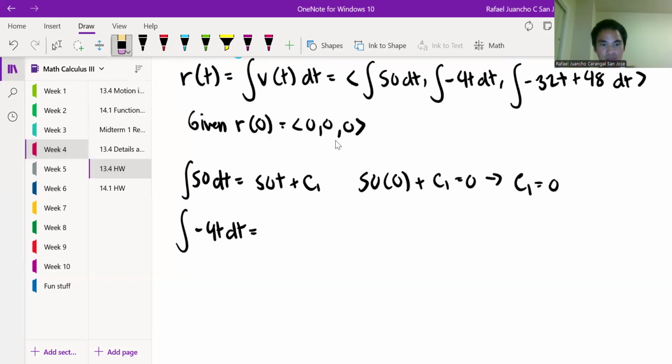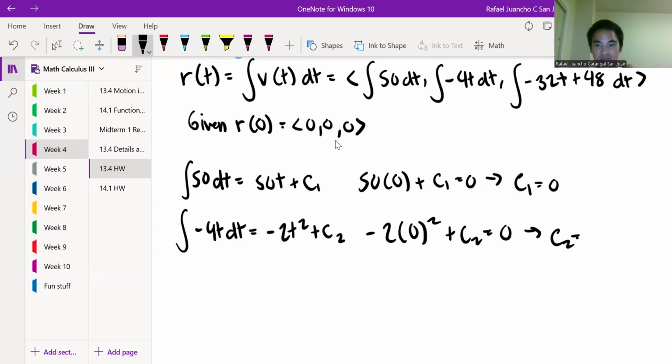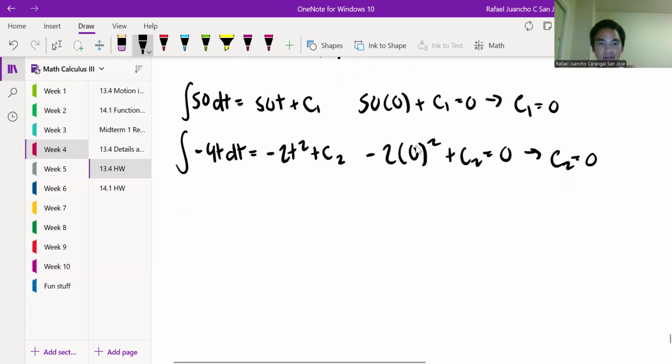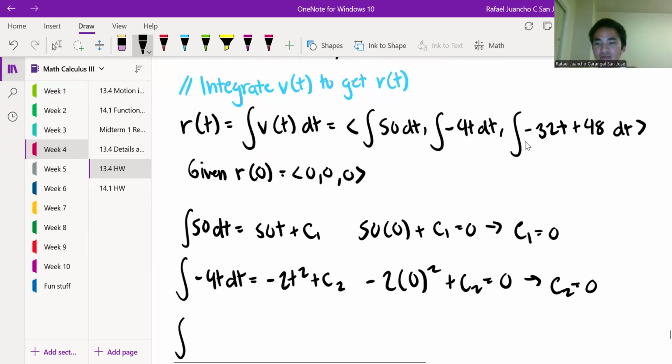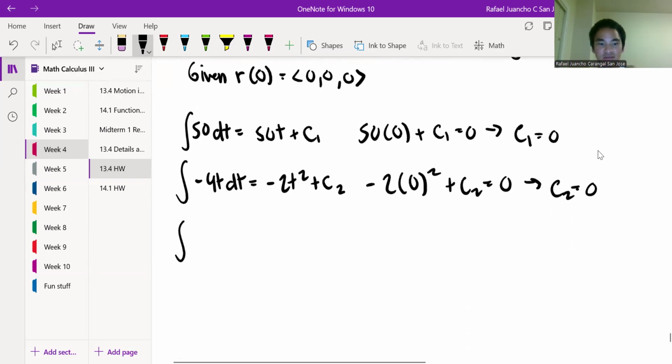Let's do the same thing. Here, now this one becomes t squared. This becomes negative 2t squared, because negative 4 t squared over 2. Cool. Okay, then we add some constant again. Let's call it C2. Here we multiply it by 0 squared, so my C2 is also 0. And then lastly, we do what? Negative 32t plus 48.